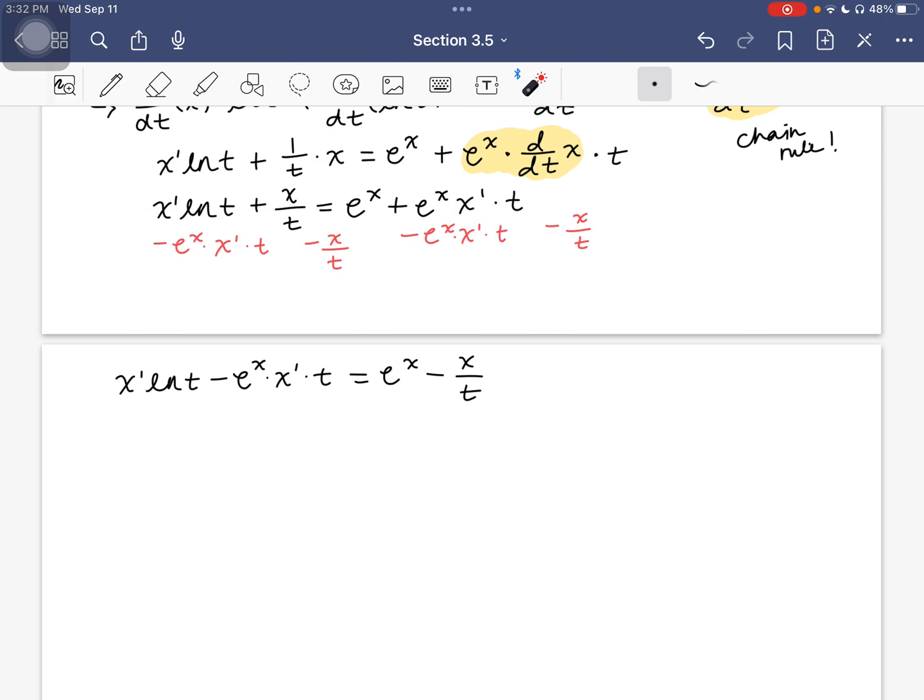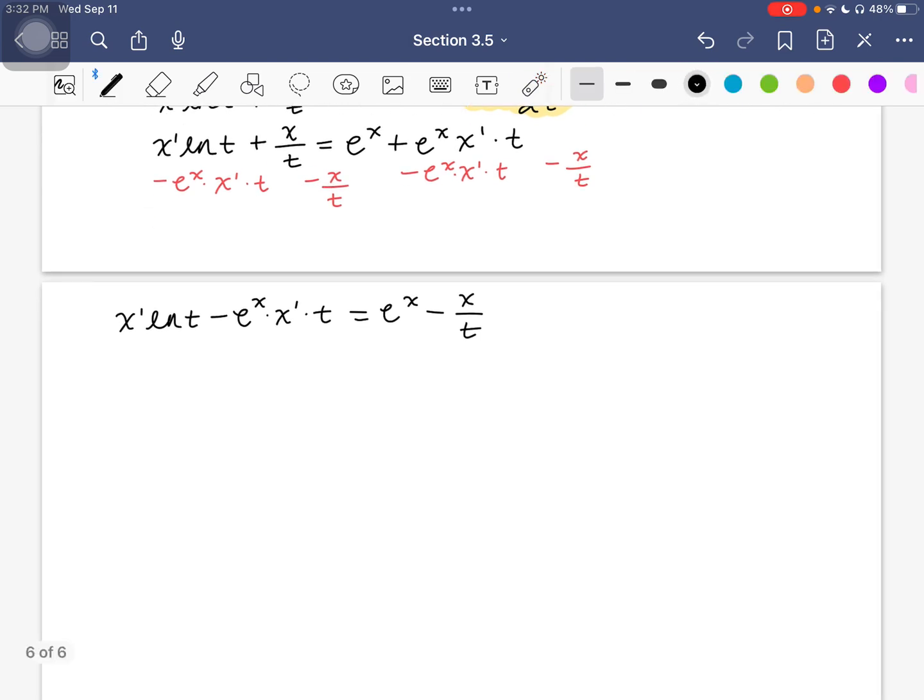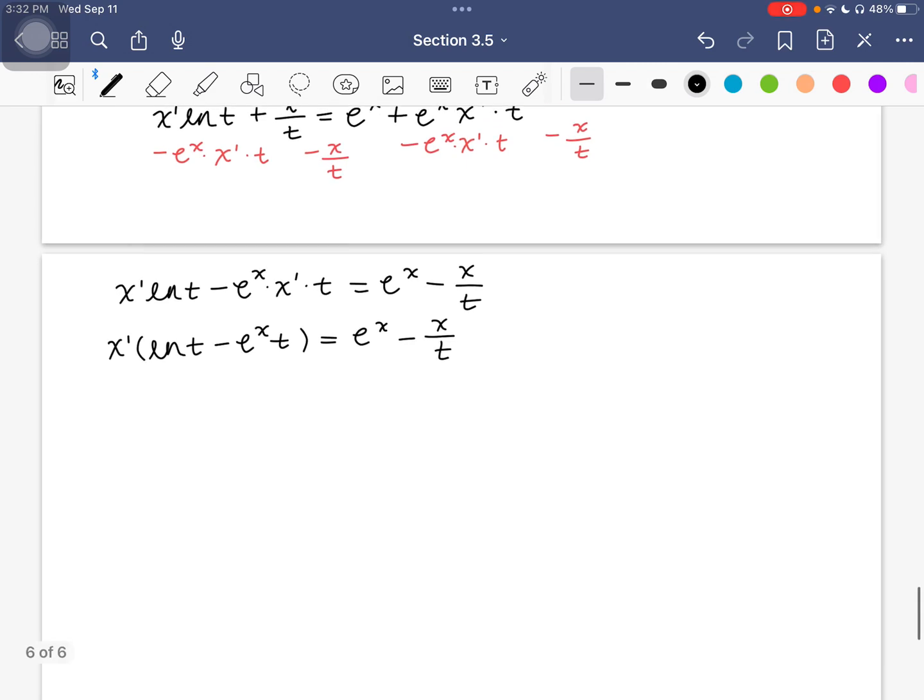So make sure I did that correctly. Okay, perfect. So now we have an x prime in both terms here, so I can pull that guy out. So we have ln t minus e to the x times t. And we still have e to the x minus x over t on this side. And then solving for x prime, we can just divide by this guy on both sides. So we get e to the x minus x over t, all over ln of t minus e to the x times t.